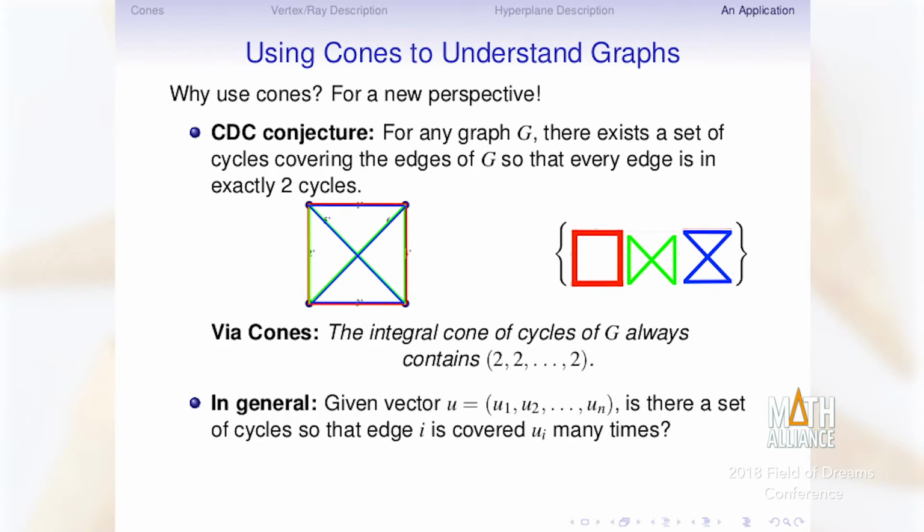So in general, you can ask the same question. You can say, well, instead of all 2's, I'm just going to hand you any vector of positive integers. Does this thing lie in your cone or not? Okay. And so another way to say that in terms of the graph is, I'm going to take this vector of all positive integers. Can you find me a set of cycles where the ith edge is covered u_i many times? Again, that's just asking for the presence of that vector in the integral cone over all the cycles of G.